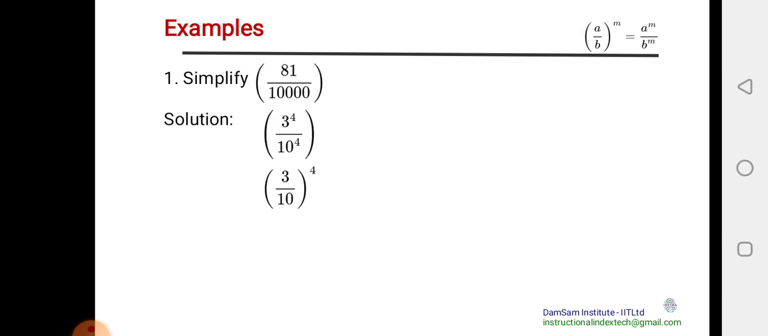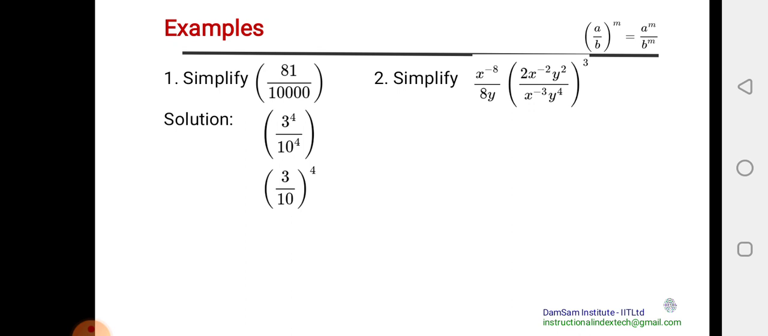Let's look at another example when we have 81 over 10,000. The law we are following here is that when we have a over b into power of m, it is equal to a raised to power m over b raised to power m. And that is the same operation we have performed here. We express 81 as 3 raised to power 4 and 10,000 as 10 raised to power 4. And because they both have the same power, we can factorize it out to have it at its power. And that is how it is.